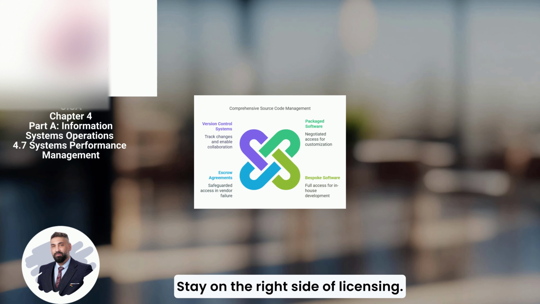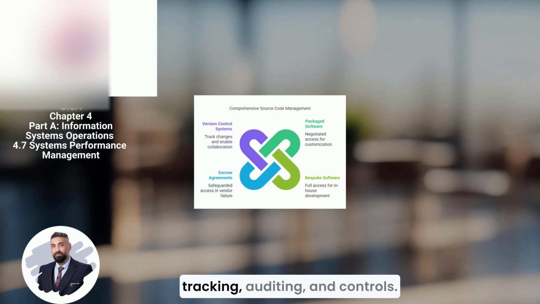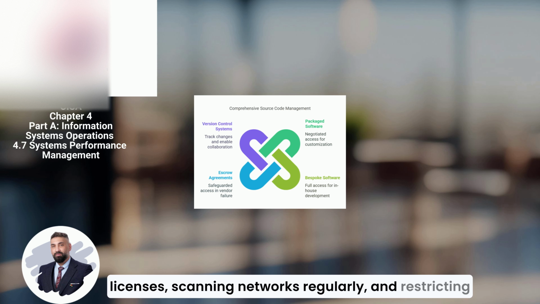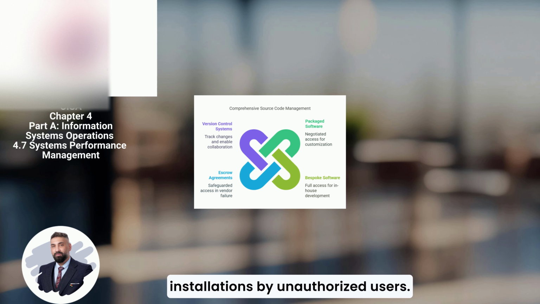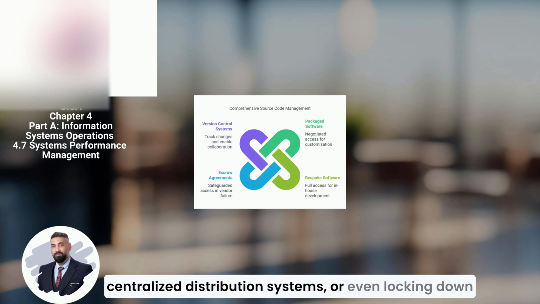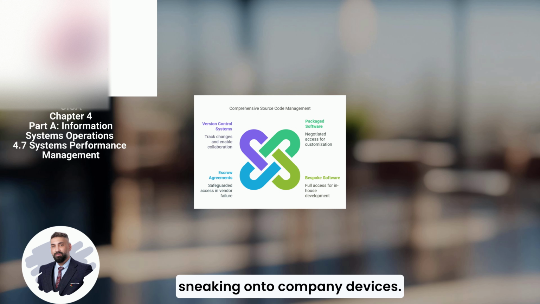Stay on the right side of licensing. To avoid violations, organizations must proactively manage licensing through rigorous tracking, auditing, and controls. This involves comparing installed software against licenses, scanning networks regularly, and restricting installations by unauthorized users. Proactive measures include software asset management processes, centralized distribution systems, or even locking down USB ports to prevent unlicensed software from sneaking onto company devices. Equally important is having users sign policies that clearly spell out installation rules and compliance expectations.